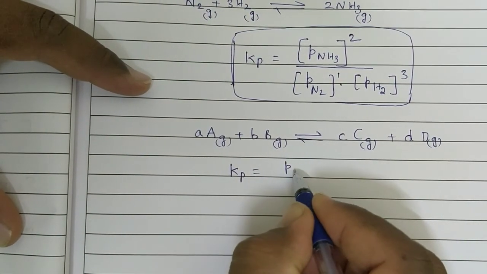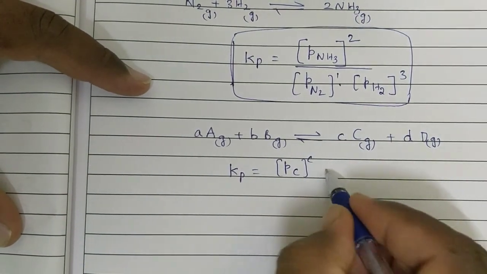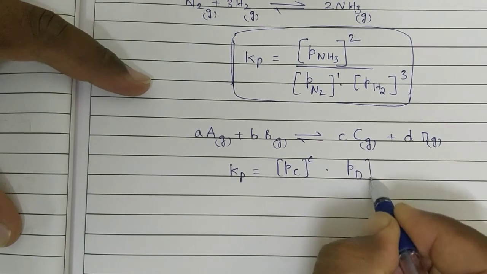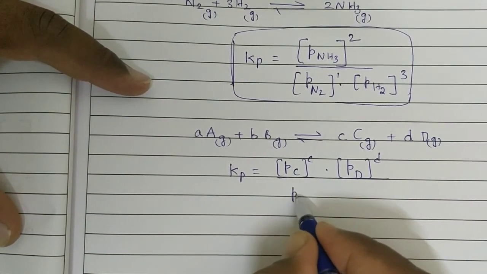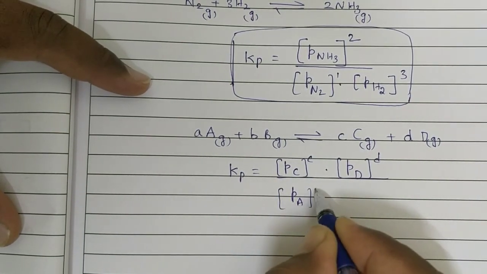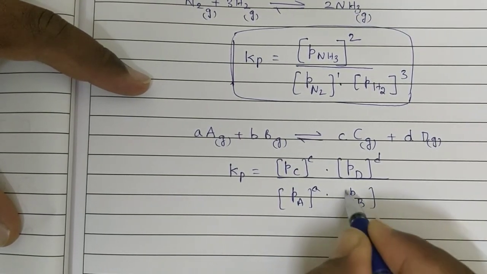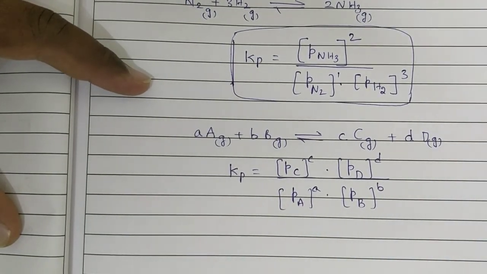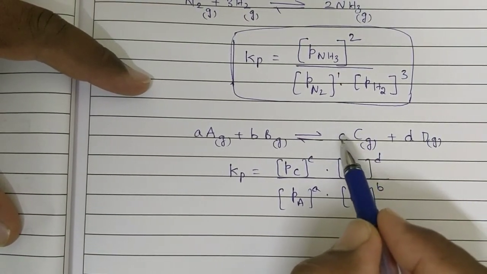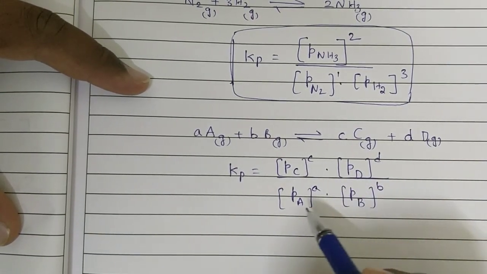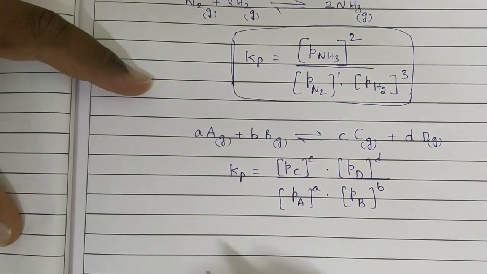Kp is equal to the partial pressure of C raised to the power of small c into the partial pressure of D raised to the power of small d, divided by the partial pressure of A raised to the power of small a into the partial pressure of B raised to the power of small b. That is, products raised to the power of their coefficients divided by reactants raised to the power of their coefficients. This is the Kp value we have written.